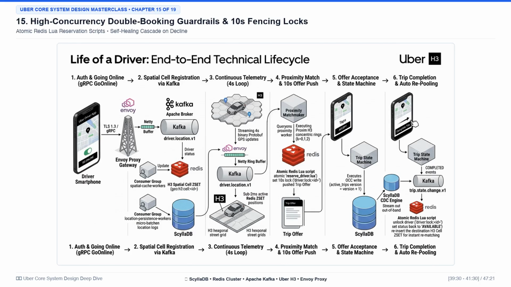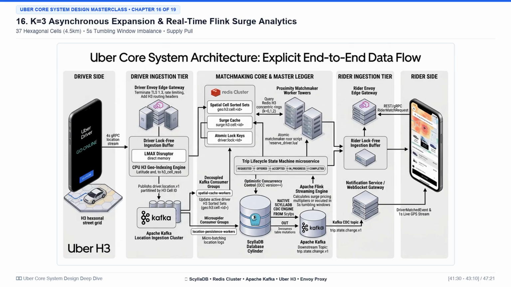Yes, but here is the most fascinating part. While it's searching that wider net, the system simultaneously spins up an Apache Flink streaming engine. Flink is designed for real-time analytics. It looks at the ratio of riders requesting cars versus the severe lack of available drivers in that specific H3 cell. It calculates this supply and demand imbalance across 5-second tumbling windows. Oh, I see where this is going. And based on that imbalance, it instantly calculates a surge pricing multiplier.